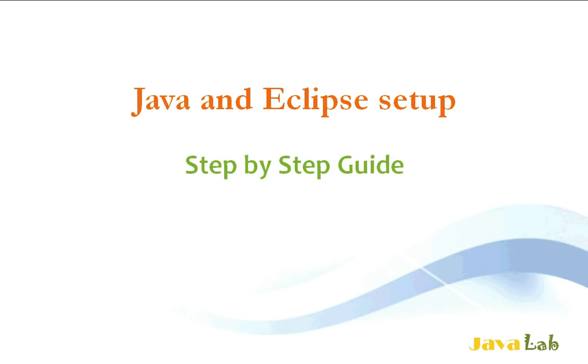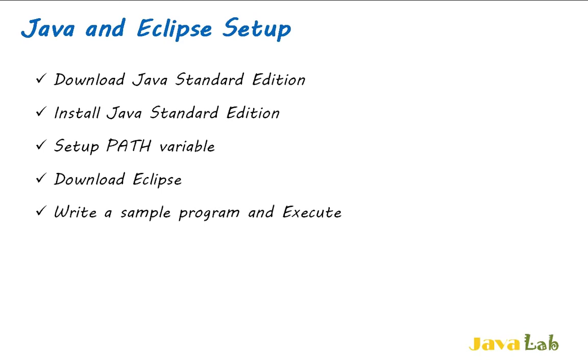In this section we will try to install Java and Eclipse in order to write Java programs. So we will first download Java Standard Edition from oracle.com. We will install Java and then we will set up some configuration on Windows in order to run Java programs in command prompt. Then we will download a tool called Eclipse, which is an integrated development environment to write Java programs and run them, and we will write some sample programs and execute them.